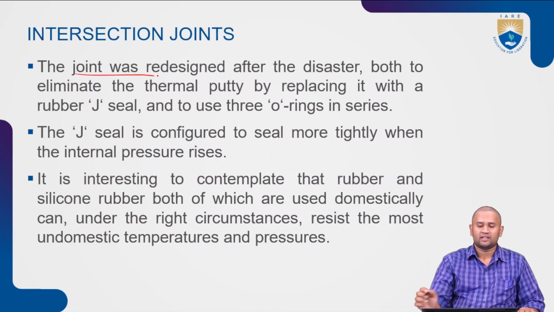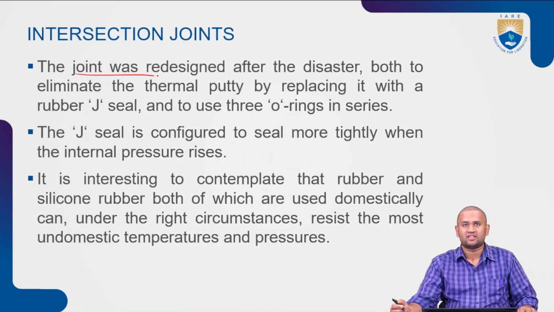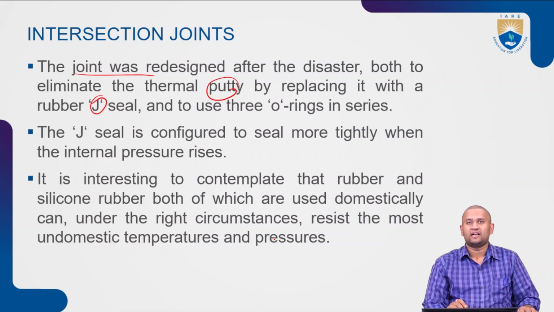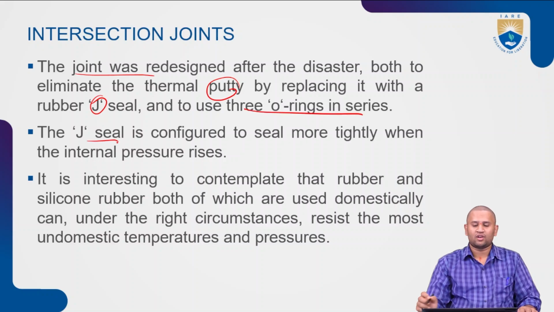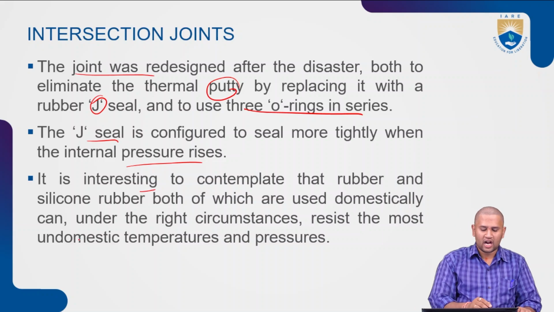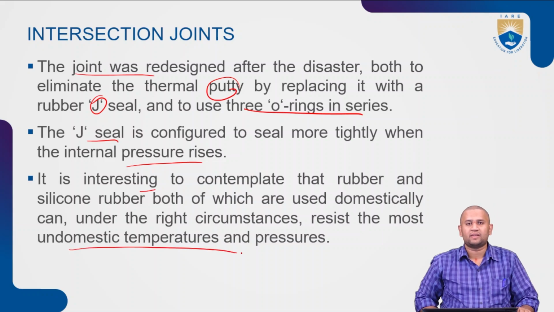Now, the joint was redesigned after the disaster, both to eliminate the thermal putty by replacing it with the J-seal and to use 3 O-rings in series. The J-seal is configured to seal more tightly when the internal pressure rises. It is interesting to contemplate that rubber and silicone rubber, both of which are used domestically, can under the right circumstances resist most of the extreme temperatures as well as the pressures.